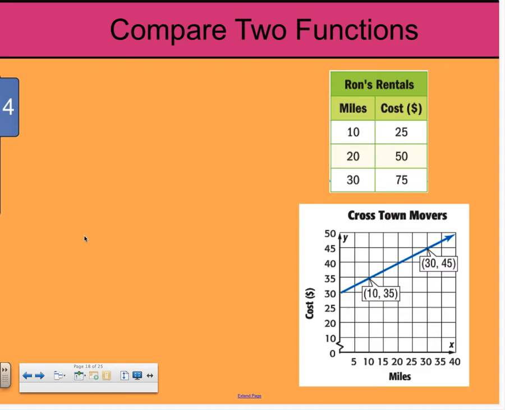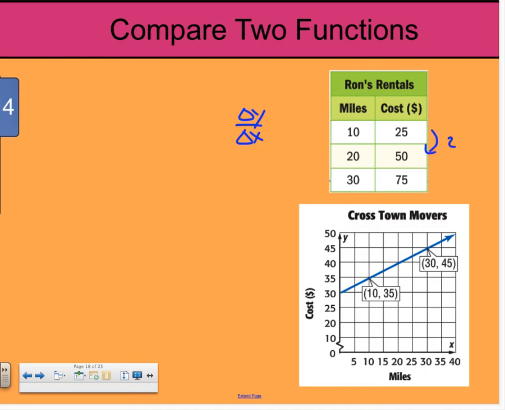Lorena's mother has asked her to track down two companies and compare the cost for moving. And they're going to be moving 40 miles. So we want to know which company is better. So let's check the rate of change from a table. Once again, change in y over change in x. I'm sure you're sick of hearing about that.